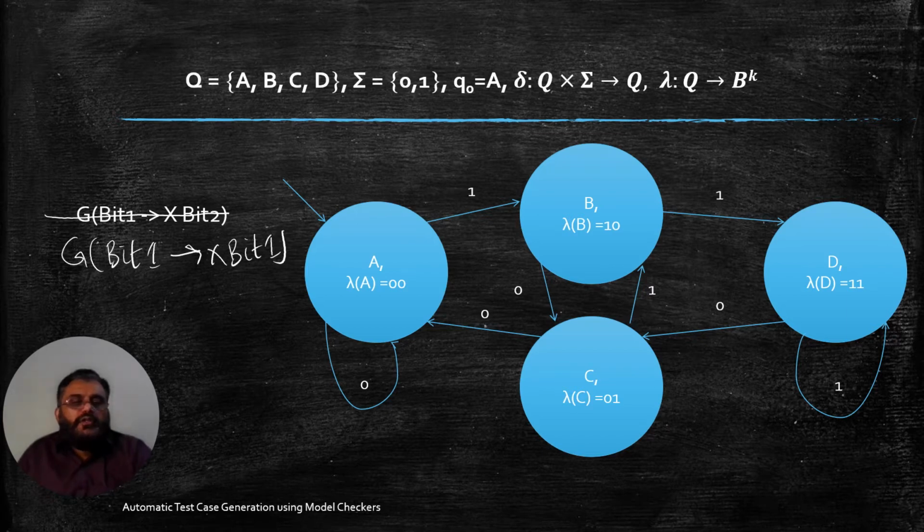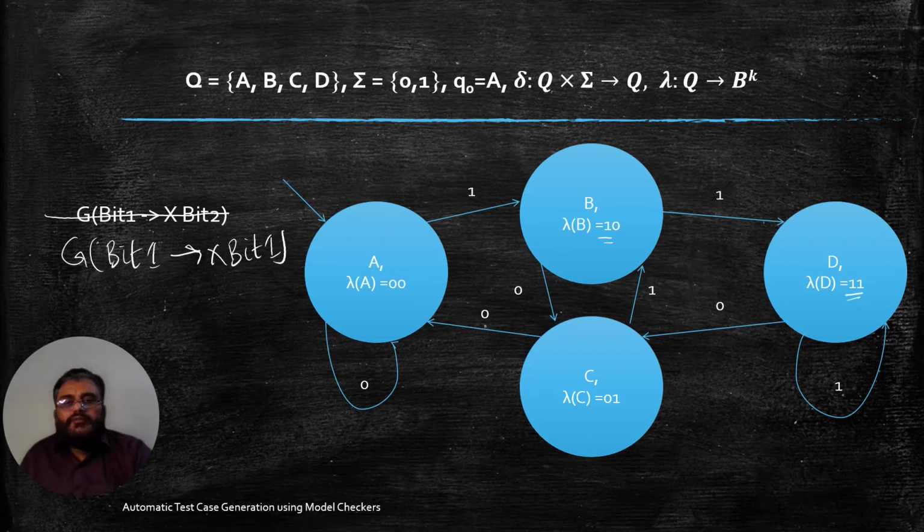I change it to next bit 1, and according to this property, wherever we see bit 1 to be true, then in the very next state we want to see whether bit 1 is true or not. The property says it is true, but we need to see whether it happens in the model or not. So again, bit 1 is true in state B, and bit 1 is true in state D, and it is false in state A and state C.